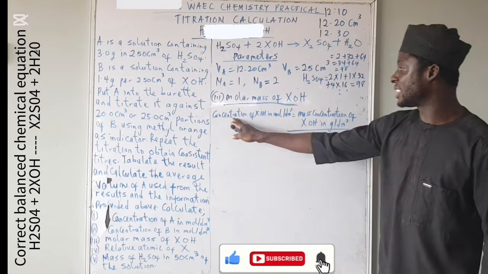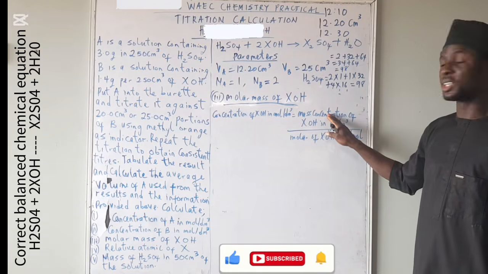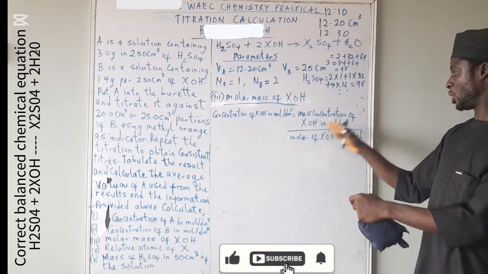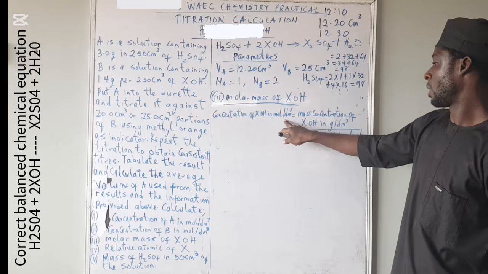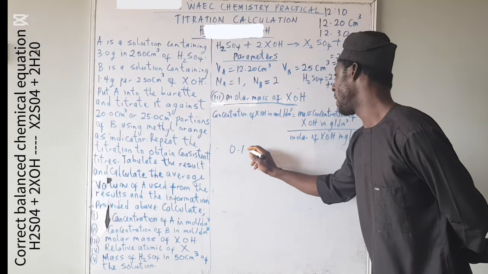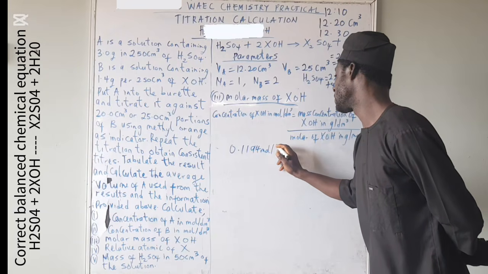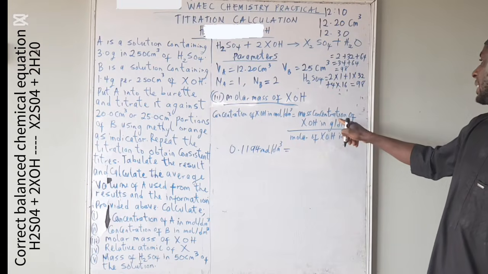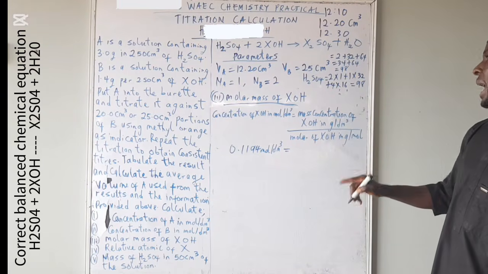And knowing that we have gotten the concentration of B in mole per dm cube, we have also gotten the mass concentration of B in gram per dm cube. We just plug in the formula and find our molar mass. So what do we get here? That is the one that we got now. We got 0.1194. Don't forget, that is the concentration of B in mole per dm cube. That's what we got. Do you understand?